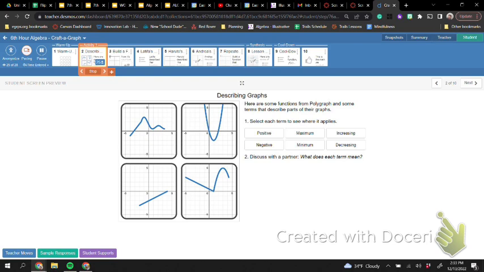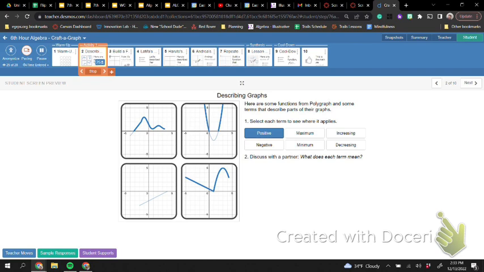Okay, so let's talk about positive aspects. I'm going to highlight it there. Who can tell me what they notice about all the positive values? Alex? All points of the lines are above the x-axis, which means all the positives are positive outputs, y values. It's where all the y's are positive.